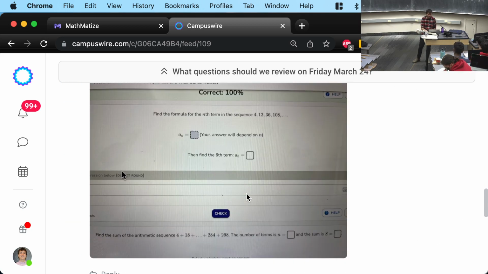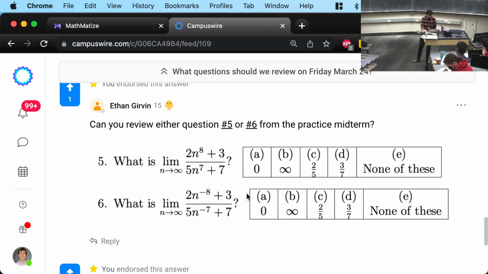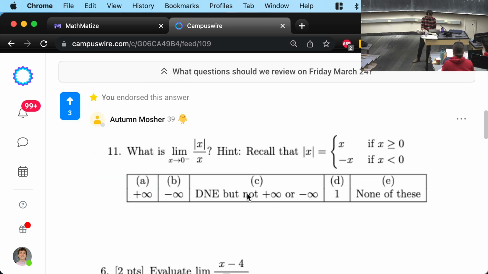What other? I think those are the main limit questions. The other ones are about sequences and stuff. Okay, so great. So these are the two.